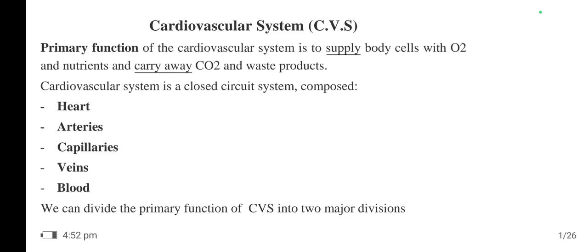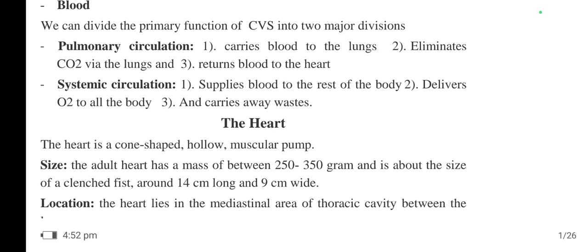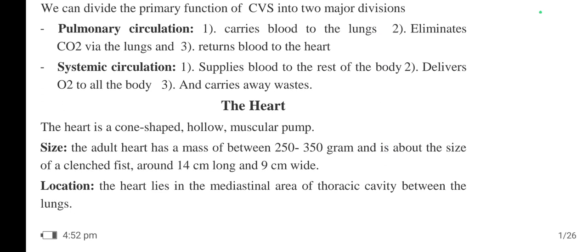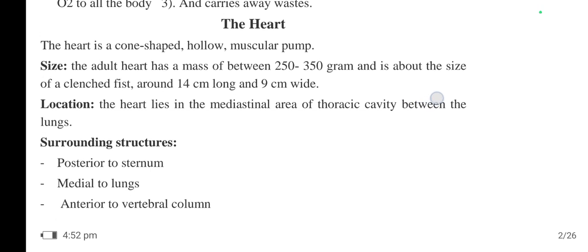We can divide the primary function of the CVS into two major divisions. Pulmonary circulation carries blood to the lungs, eliminates carbon dioxide via the lungs, and returns blood to the heart. Systemic circulation supplies blood to the rest of the body, delivers oxygen to all the body, and carries away wastes.